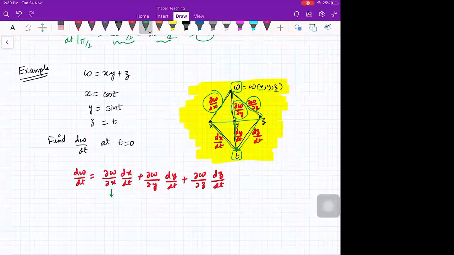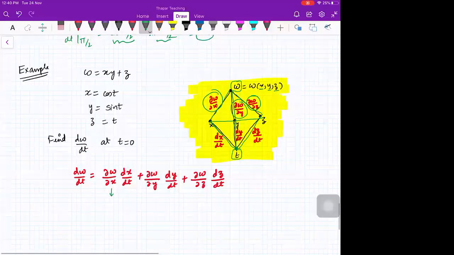But sometimes putting the values x, y, z in terms of t in w and then computing the derivative with respect to t is not a simple computation. That is why this method is better. Is that okay? Okay ma'am, thank you.